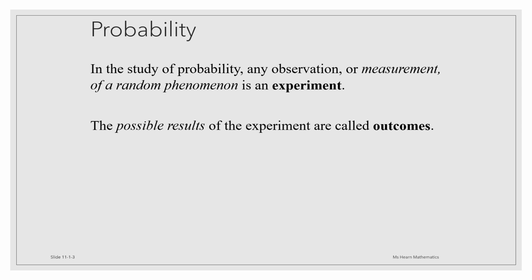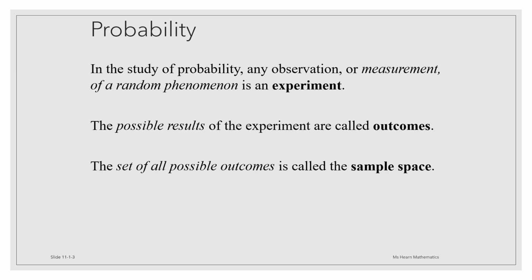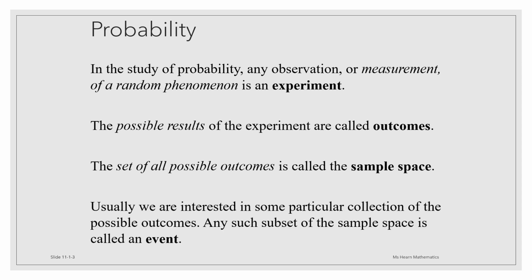The possible results of the experiment are called outcomes, and the set of all possible outcomes is called the sample space. Usually we're interested in some particular collection of the possible outcomes. Any such subset of the sample space is called an event.